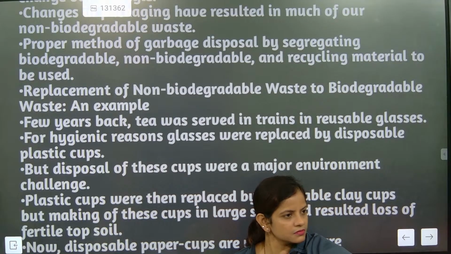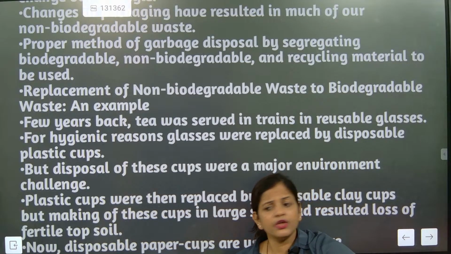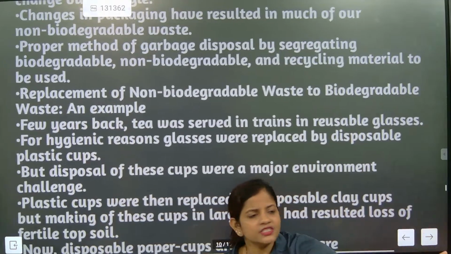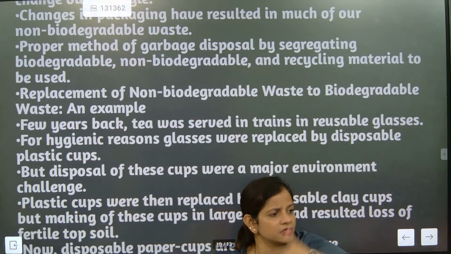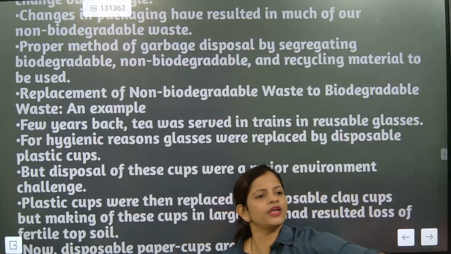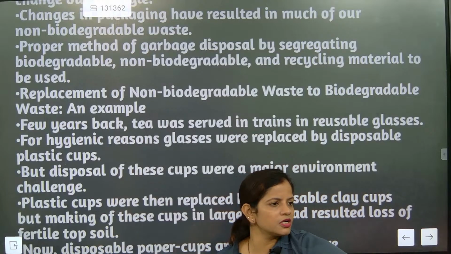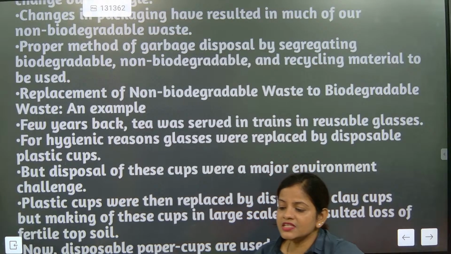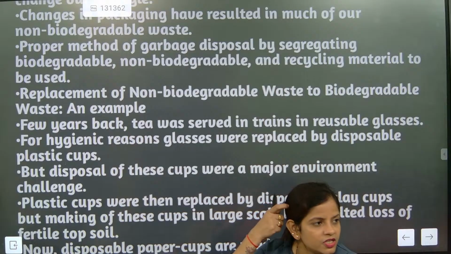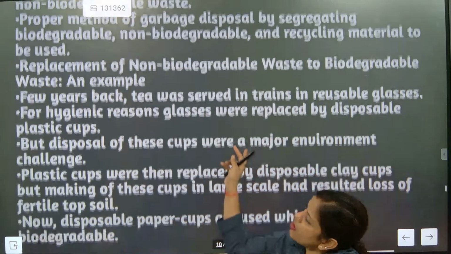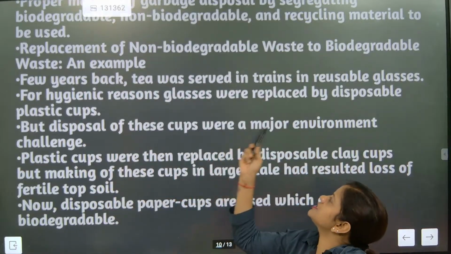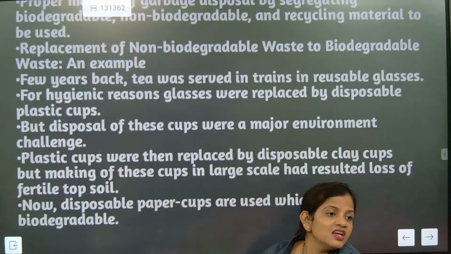Correct now? You go to a stadium, and there you are watching a cricket match. The people are throwing disposable water bottles. What is that manipulation? Whom are you disturbing? Your own species. So definitely these are creating problems. I hope everybody understood this one. So now we will go to how these disposable cups were major environmental challenges.